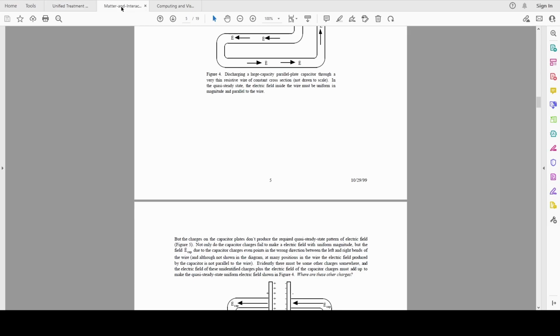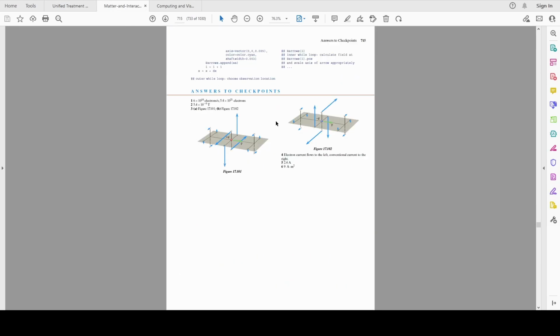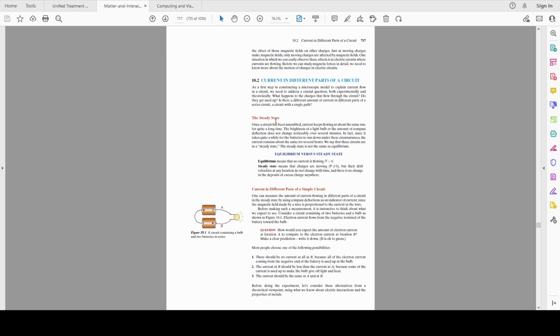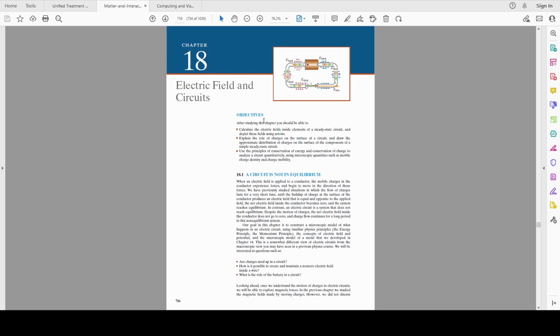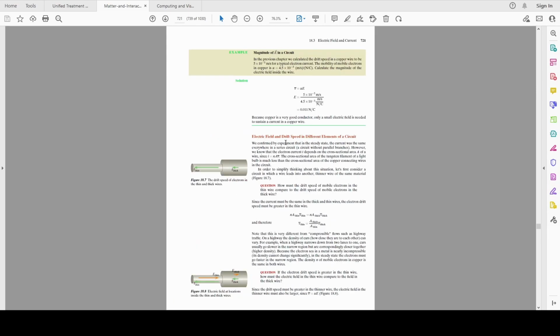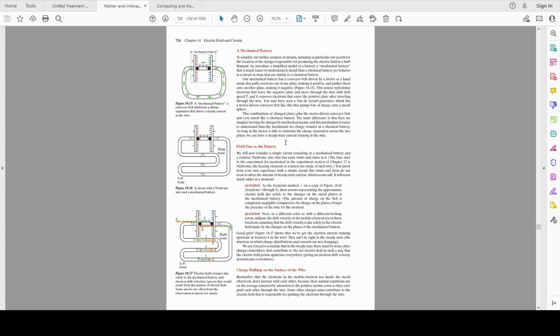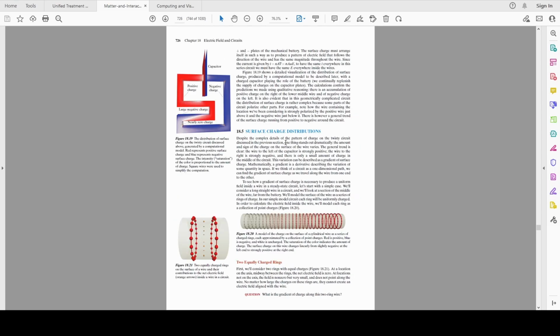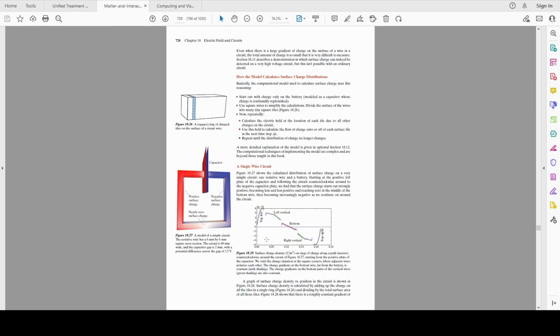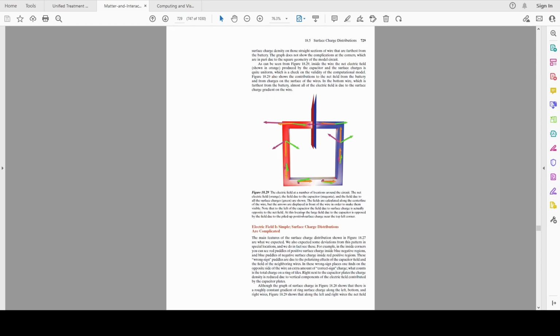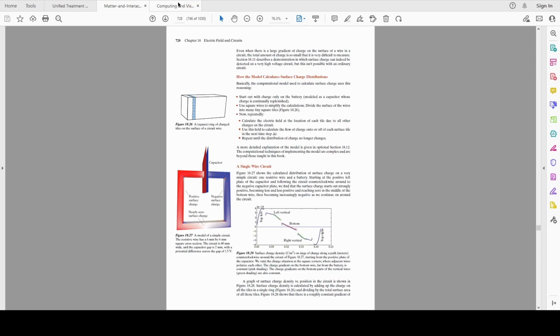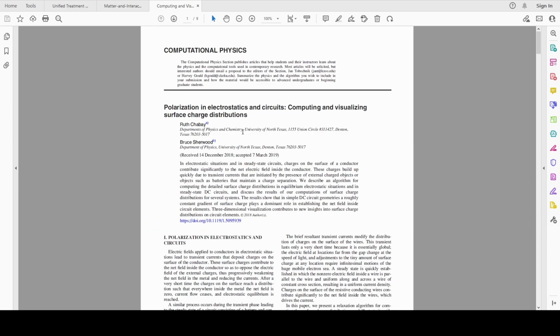And so this book, Matter and Interactions, is basically a textbook that teaches electric fields and circuits here in chapter 18 from this basis of electrostatics. I would recommend checking that out if you can. And you can see they've got a lot of neat visualizations of the surface charge gradients and densities, and the computational methods that they use to produce these they detail in another paper.